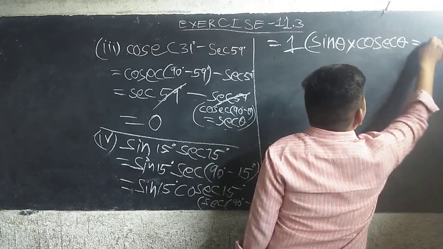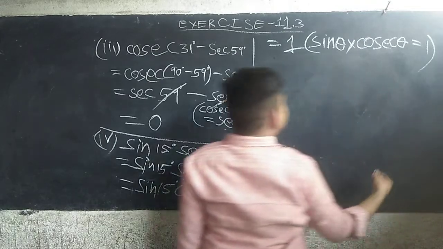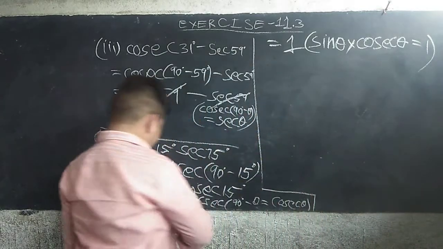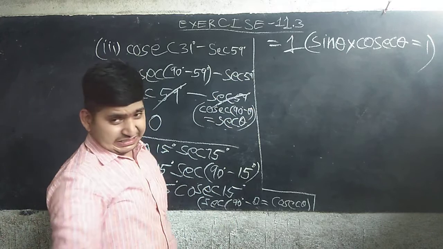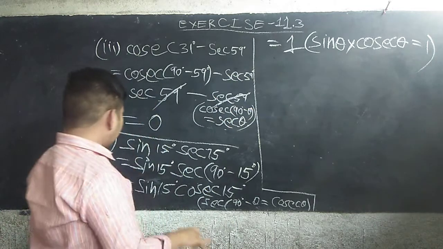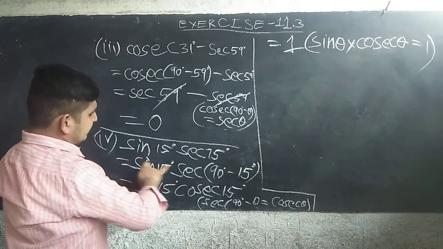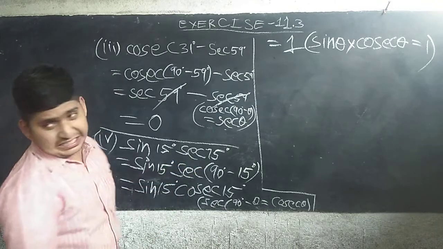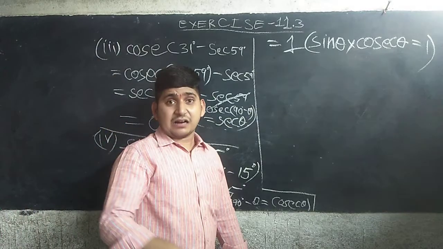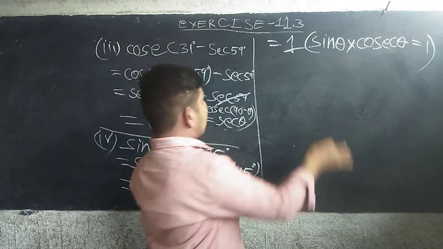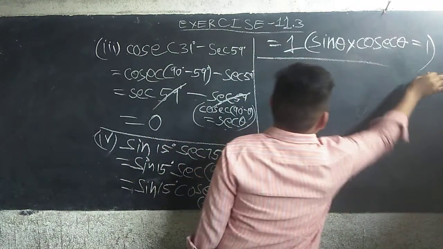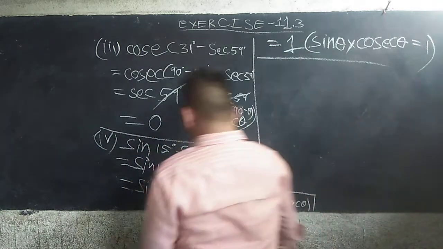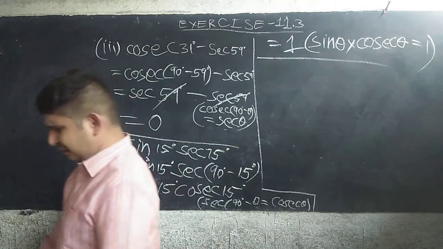So sin 15 degrees into cosec 15 degrees equal to 1. Therefore sin 15 degrees into sec 75 degrees equal to 1. That is the conclusion we have to write. This is your fourth problem. Now we are going to see the fifth problem.